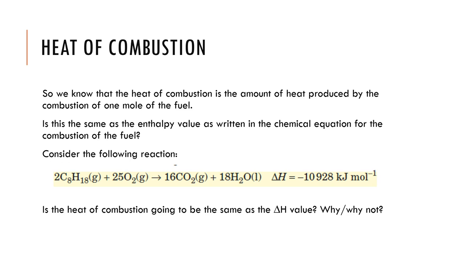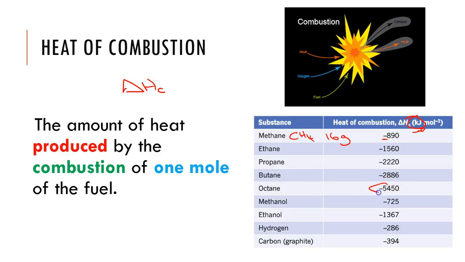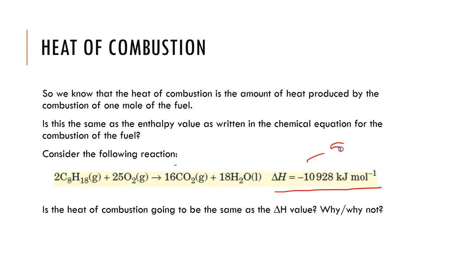Okay, so when we write the chemical equation, what we are doing is creating something that is a representation of its energy as well as its balanced chemical equation. So if we look at here where we have the combustion of octane, okay, 2 moles of octane reacts with 25 moles of oxygen to produce 16 moles of CO2 and 18 H2O. The delta H here is reported as minus 10,928 kilojoules per mole. Okay, so, but the catch is, if you have a look at octane here, it's 5450. Okay, so 5450 is actually half of this, and that is what we're given as the heat of combustion.